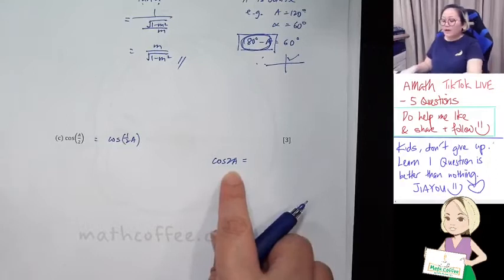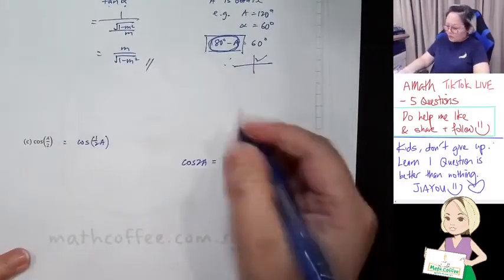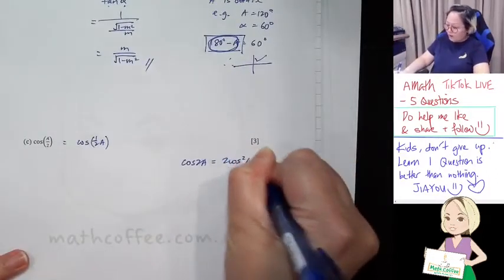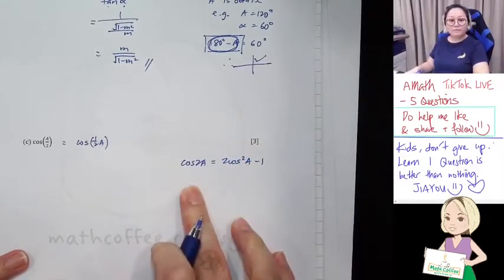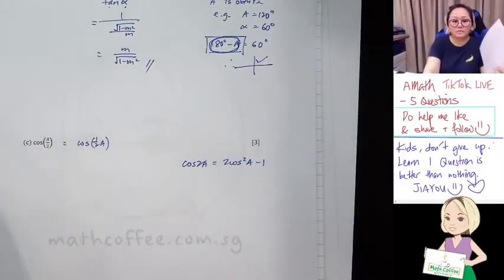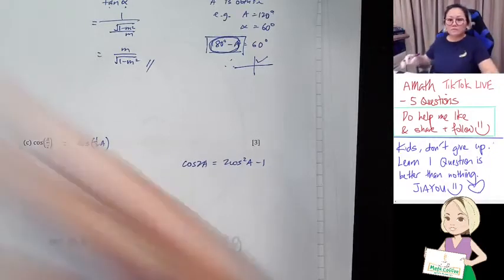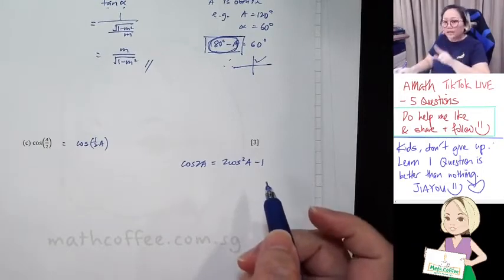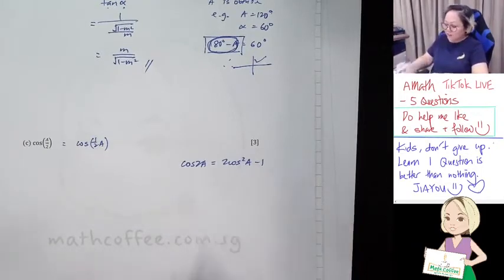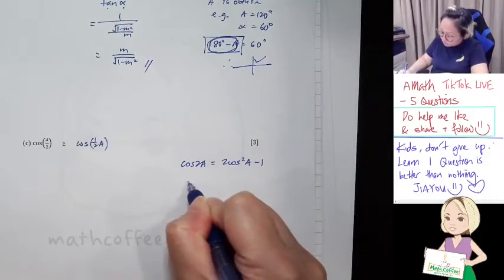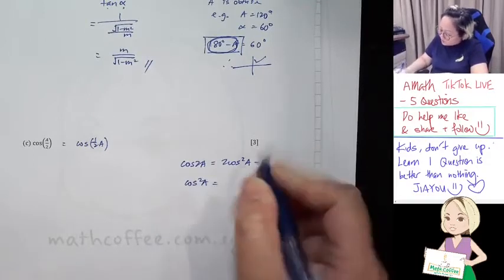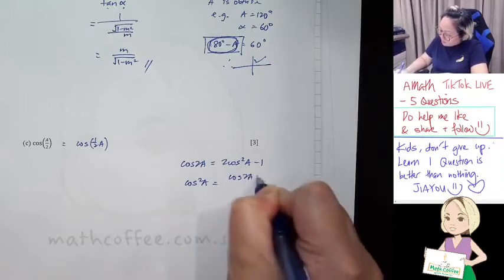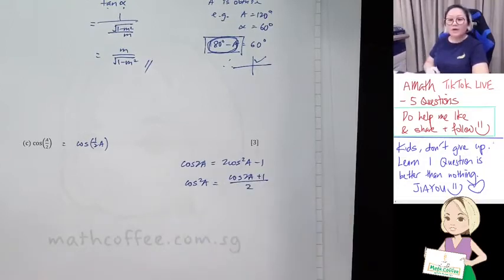See, cosine 2A actually has the second one, which is 2 cosine square A minus 1. Then after that, let's make cosine square A the subject first. So cosine square A will be equal to cosine 2A plus 1 divided by 2. All agree? I'm just making cosine square A the subject.